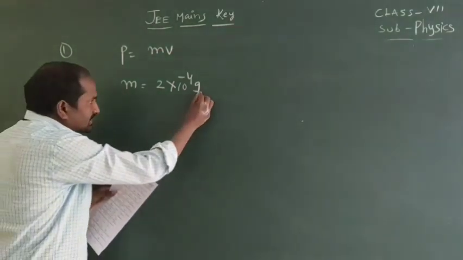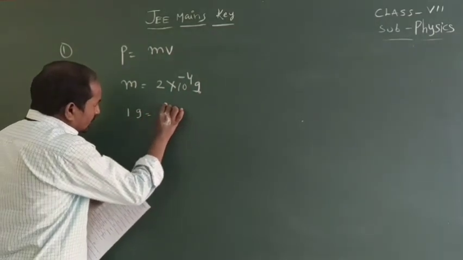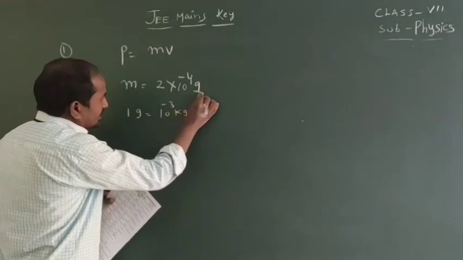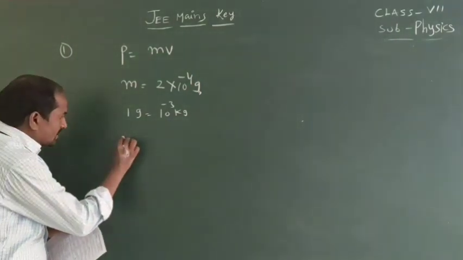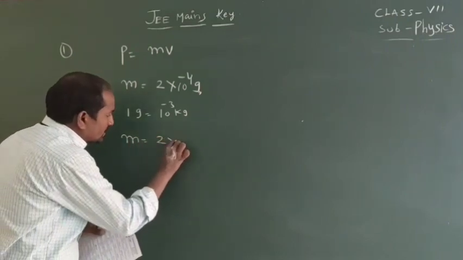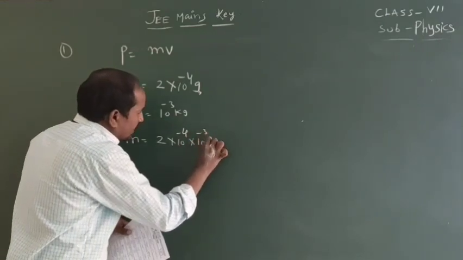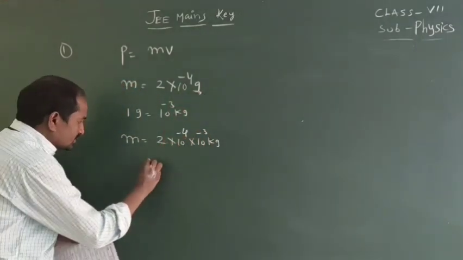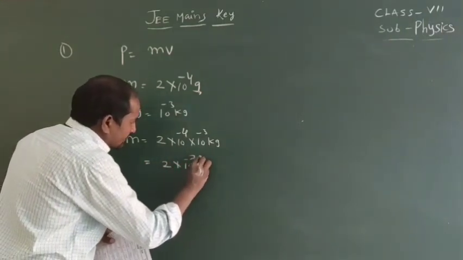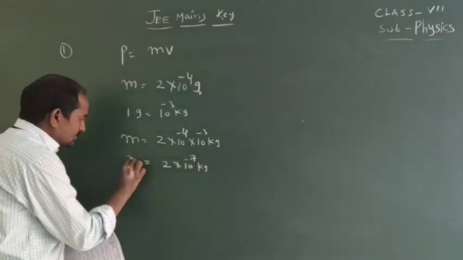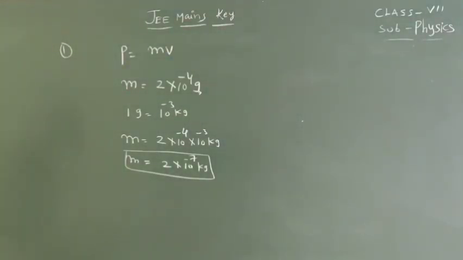So here grams change into kilograms. We know that 1 gram equals 10^-3 kg. In the place of gram, we can substitute 10^-3 kg. So here mass m equals 2 × 10^-4 × 10^-3 kg, that is equal to 2 × 10^-7 kg. It is the mass value.